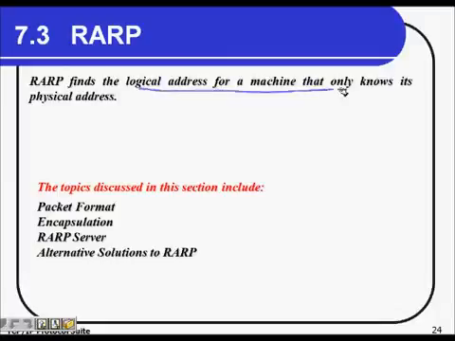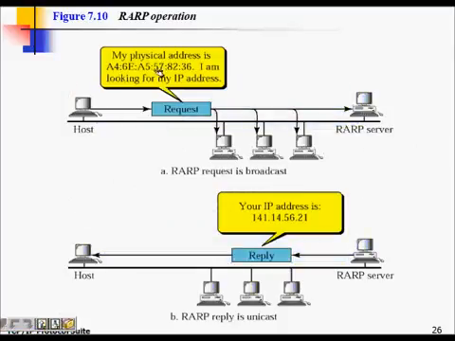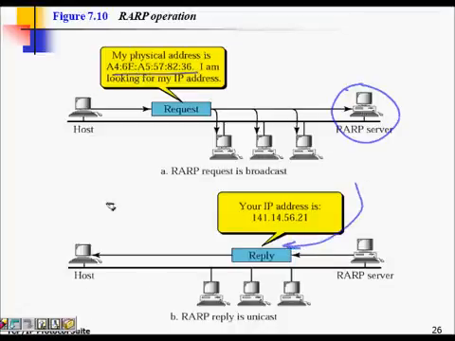Now we will just look at reverse ARP. It is the reverse of ARP. Now I know my physical address, but I want to know my IP address. So it goes to the reverse ARP server. I tell it this is my physical address, and it will provide me the IP address. This is the reverse ARP operation.